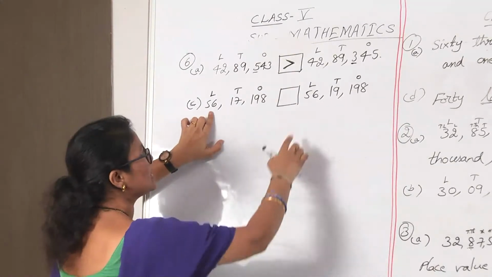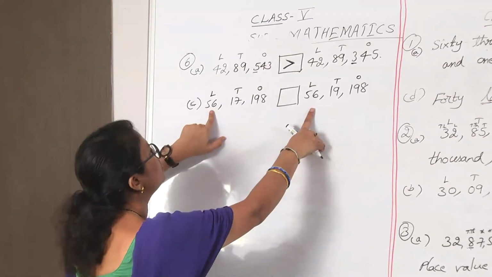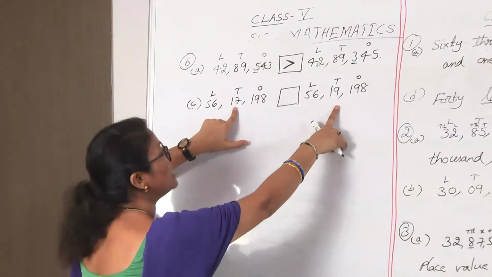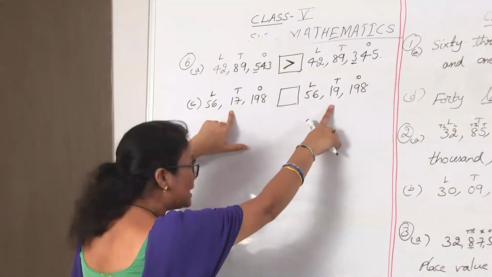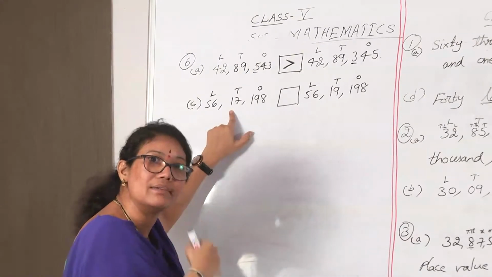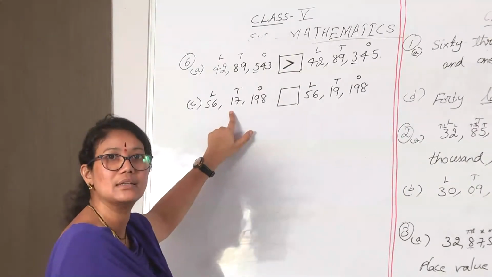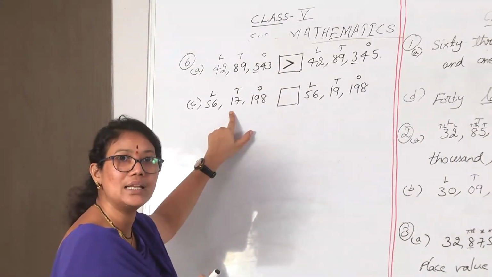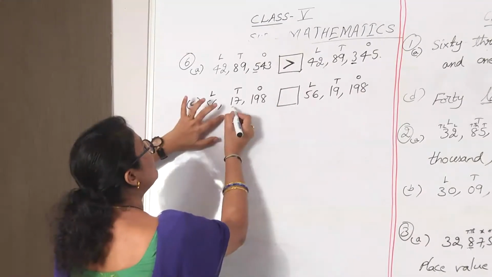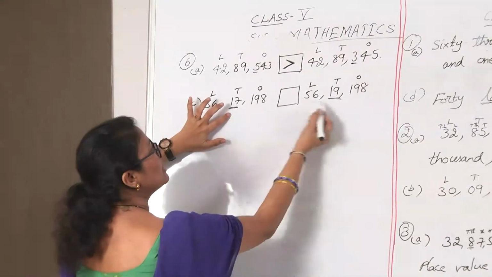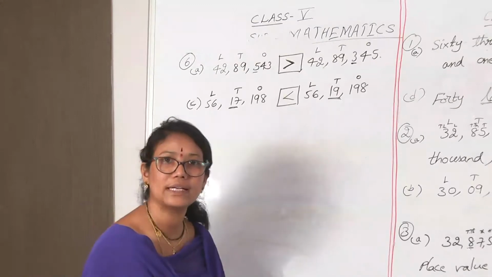It is 56 and here also it is 56. In both the numbers the lakhs period is same. So we move on to the thousands period, right children? In the thousands period it is 17, whereas here it is 19, right children? Now compare this 17 with respect to 19. Obviously we can say that this 17 is lesser than 19, right children? So we put the less than symbol in the given block, right children?